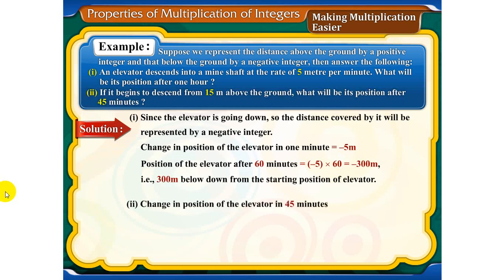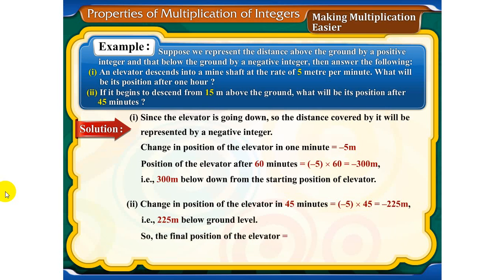2. The change in the position of the elevator in 45 minutes equals negative 5 multiplied by 45, which equals negative 225 meters. That is 225 meters below ground level. So, the final position of the elevator equals minus 225 plus 15, which equals minus 210 meters. That is 210 meters below the ground level.